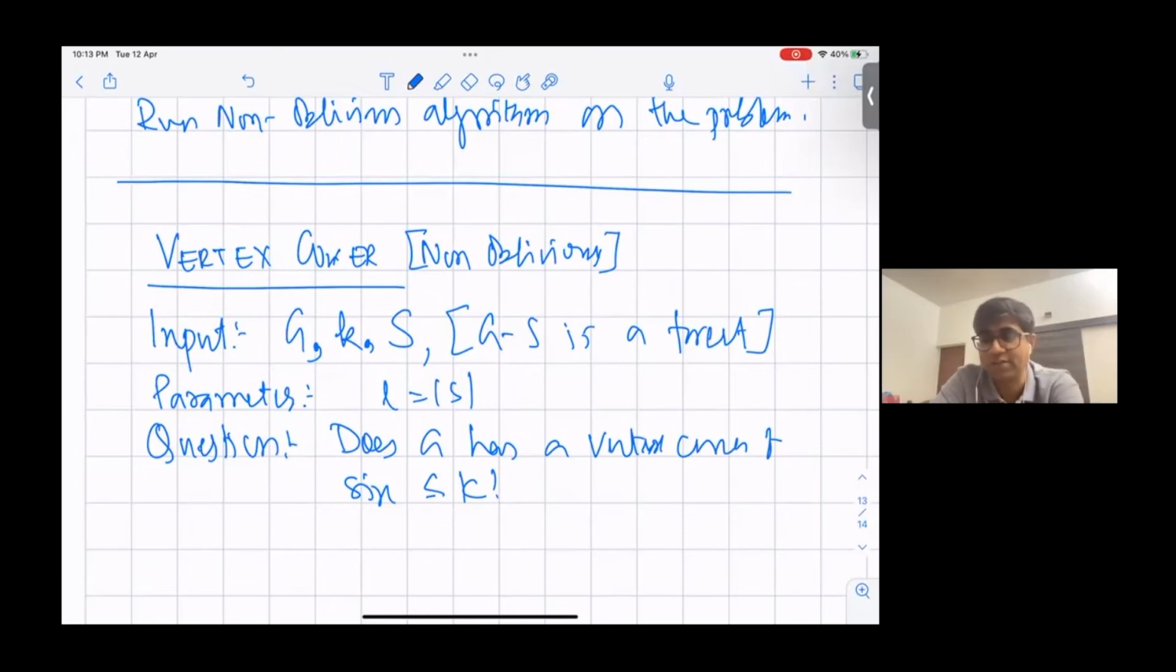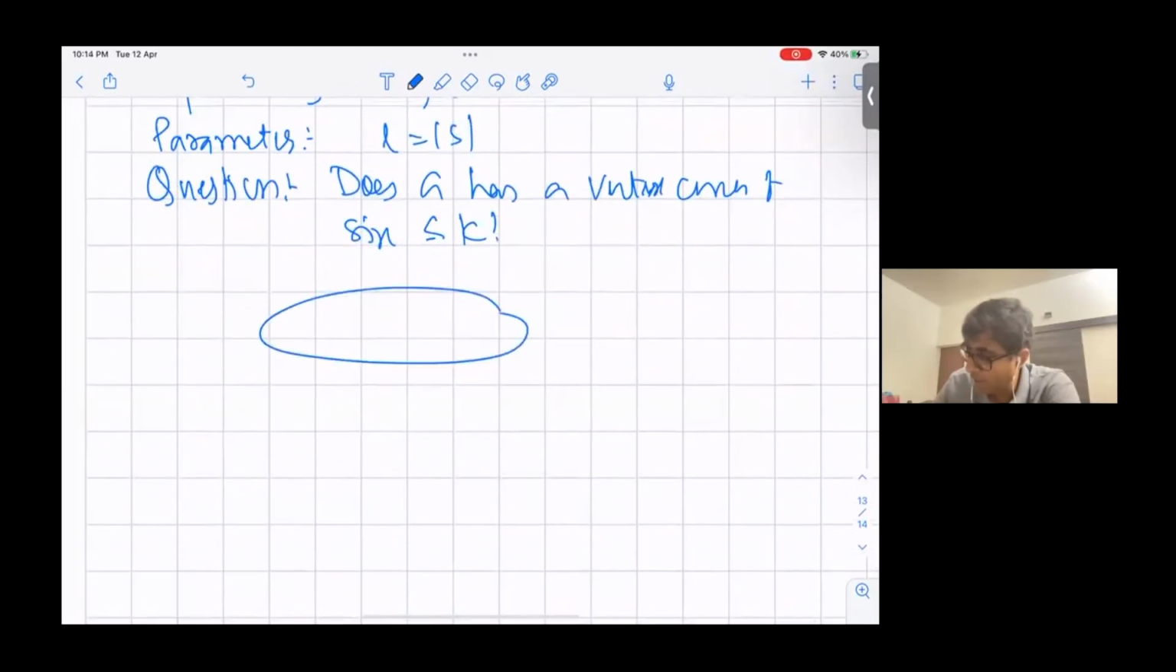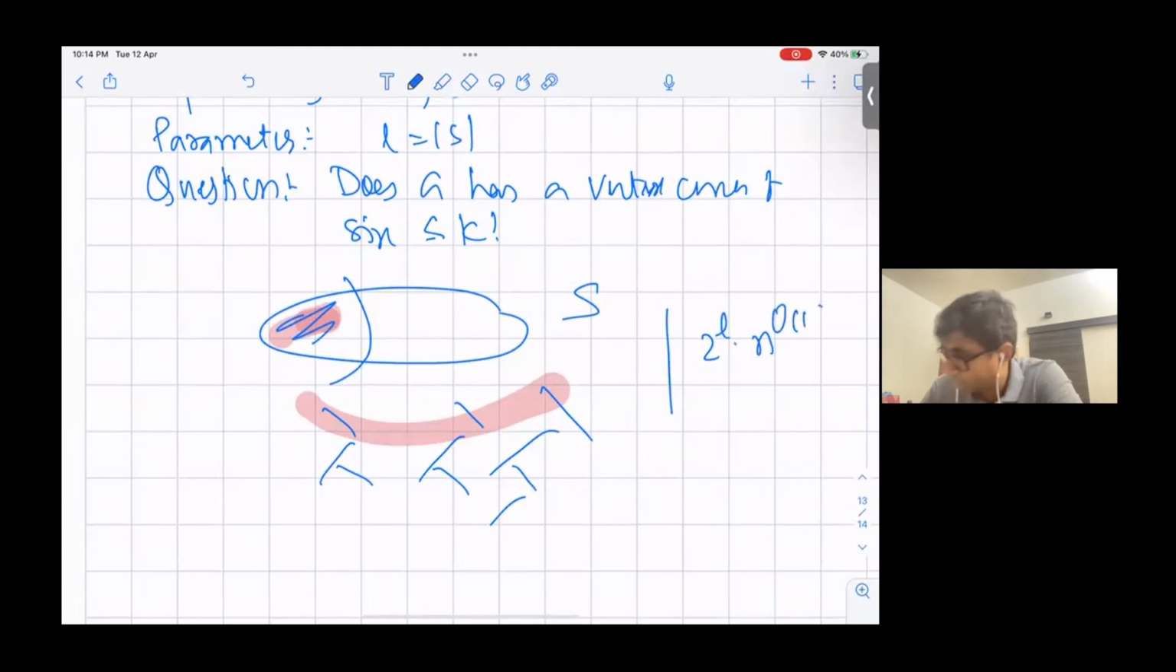Exactly, nothing changes in that algorithm. Here is your S, here is your forest. You guess who goes into the solution, and for the remaining vertices, look at their neighbors. So this plus this, and after you delete it, solve the problem in polynomial time on the forest. Nothing changed. So this seems to be a routine: whenever I have a non-oblivious question, we are able to design an algorithm running in time 2^L times polynomial. Is that fine? Okay.